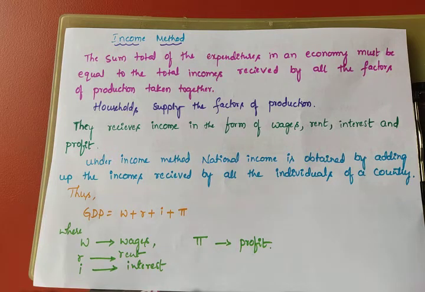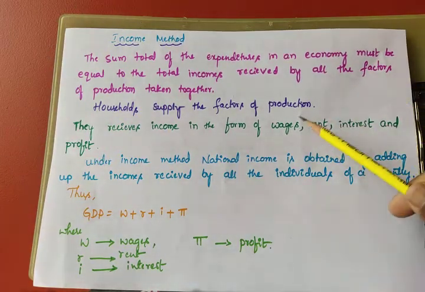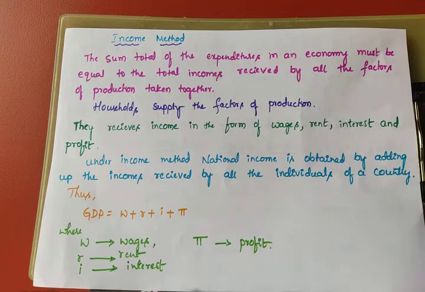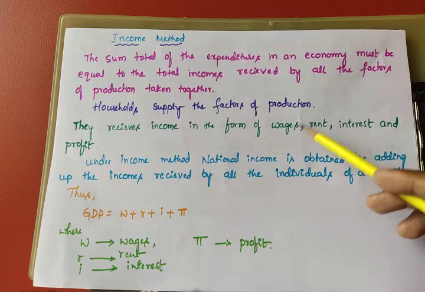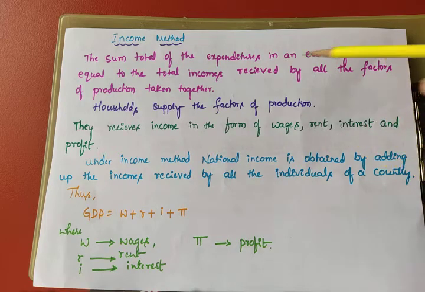Households are the owners of the factors of production. Households supply the factors of production like land, labor, capital and organization, and for this they receive income in the form of wages, rent, interest and profit. As you know, when we use land we get rent, when we use labor we get wages, when we use capital we get interest, and with organization we get profit.